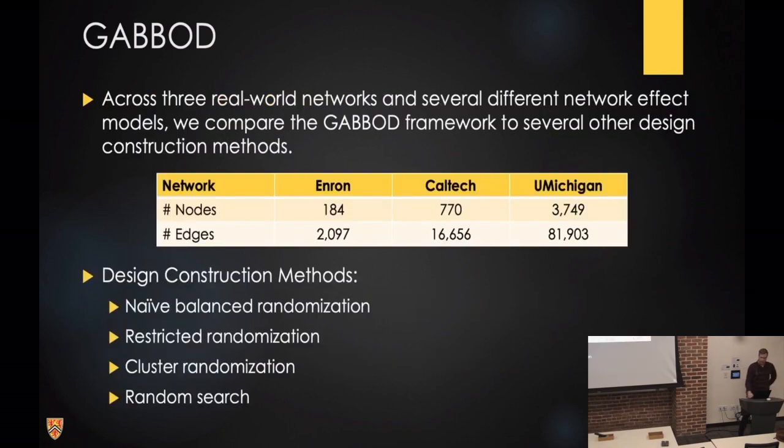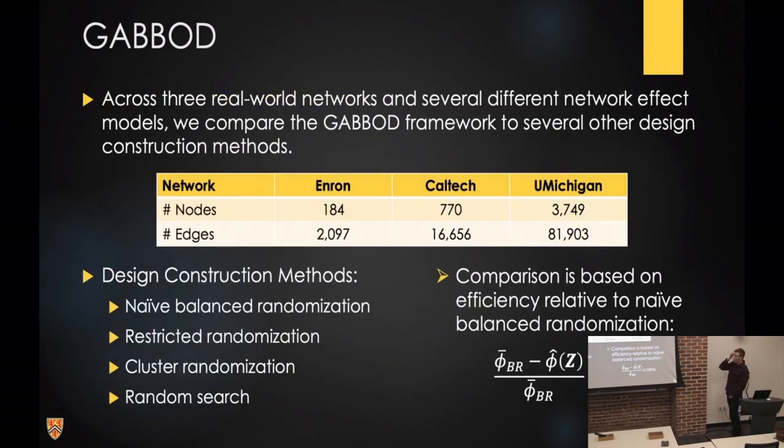So we compare to those, and we quantify that comparison on the basis of this kind of efficiency score, where we're comparing the best design by any approach, which has associated with it the optimized criterion value, and then we compare that to the one that you get when you do the balanced randomization, because that's just like the naive standard. Because smaller is better here, positive numbers are good and negative numbers are bad.